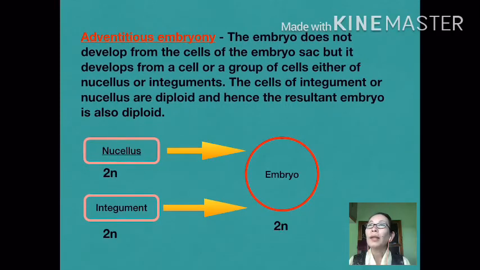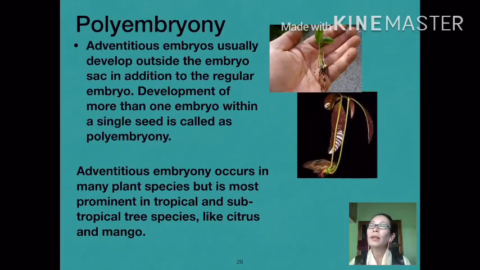And finally, in the adventitious embryony type, the embryos develop from one cell or a group of cells of either the nucellus or the integuments. The embryos formed in this way are all diploid embryos. This kind of adventitious embryony is most prominently seen in citrus and mango plants. Such a process of the development of more than one embryo within a single seed is called polyembryony.